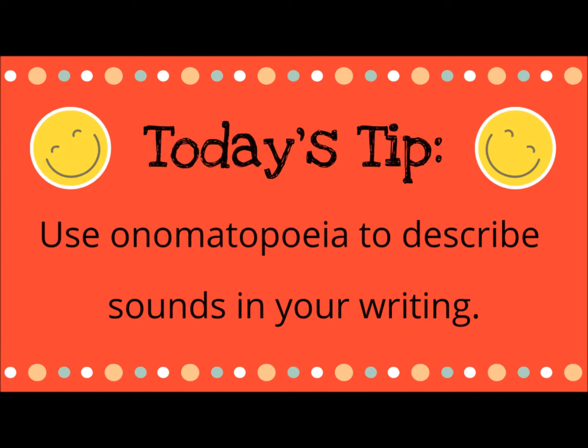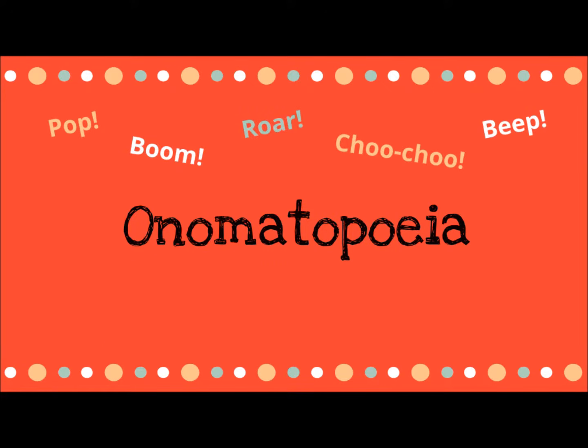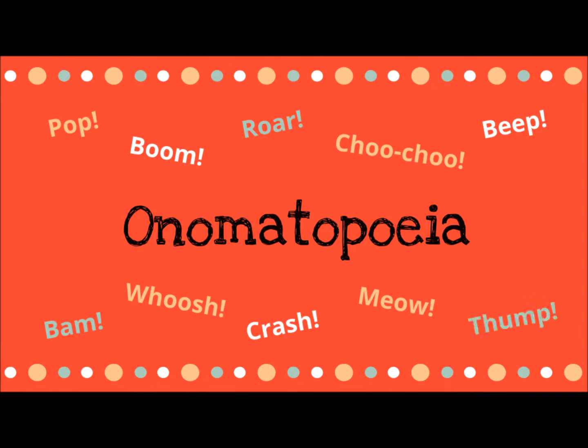Here's today's tip. Use onomatopoeia to describe sounds in your writing. Onomatopoeia, that's a funny word, isn't it? But what does it mean? Onomatopoeia are words that are used to describe and represent sounds we hear. Pop, boom, roar, choo-choo, beep, bam, whoosh, crash, meow, thump. These are just a few examples of onomatopoeia.